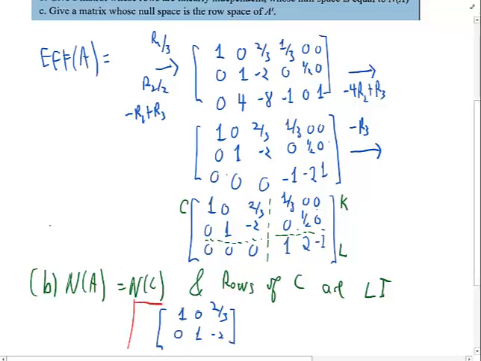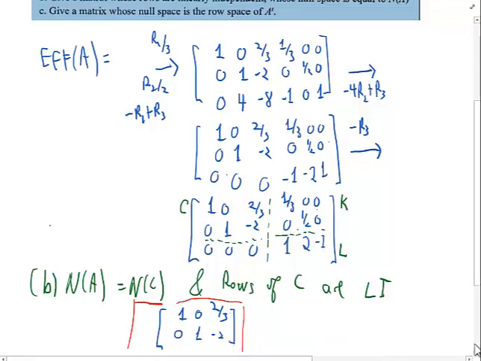Now, you can actually check this. You could find a vector in the null space. For instance, one vector in the null space here would be 2/3, 0, minus 1.